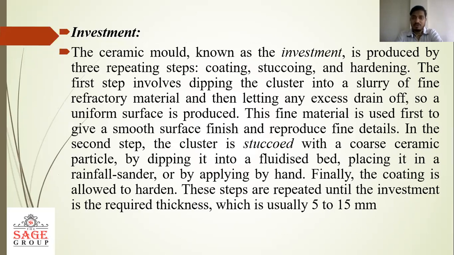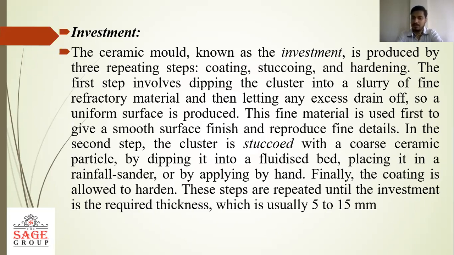The ceramic mold is known as investment. It is produced by three repeating steps: coating, stacking, and hardening. Right. So the first step is dipping the cluster into a slurry of a fine refractory material and then letting any excess drain out so a uniform surface is produced. This fine material is used first to give a smooth surface finish and reproduce fine detail.